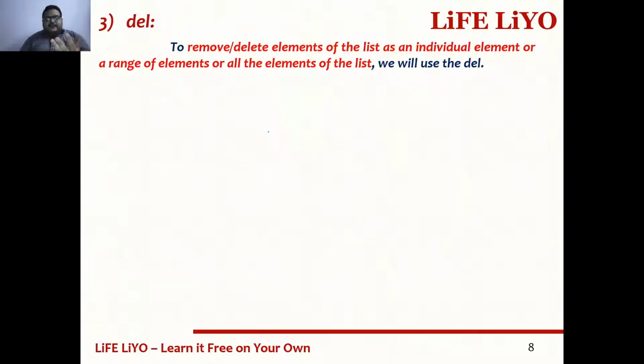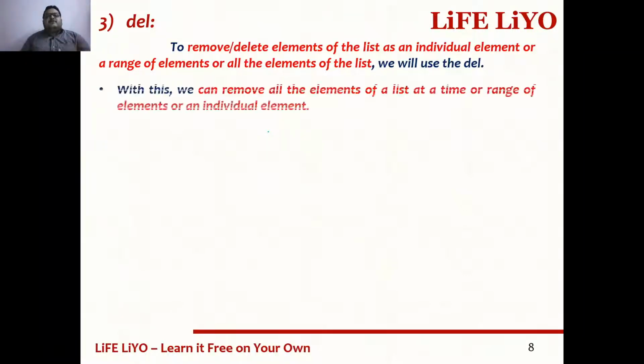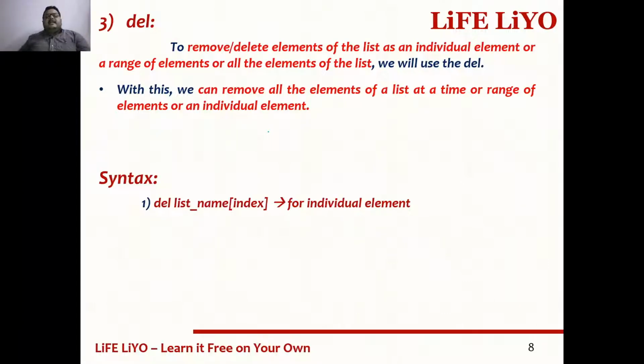Next one, del. Del is a keyword which is used to remove elements from a list. It may be an individual element, or a range of elements, or if you want to remove the entire list, we can use the del keyword. What are the different syntaxes? Because del does not support only one property, such as an individual element, a range of elements, or the entire list, we have different syntaxes. First, to delete a respective element, we have to pass the index number.